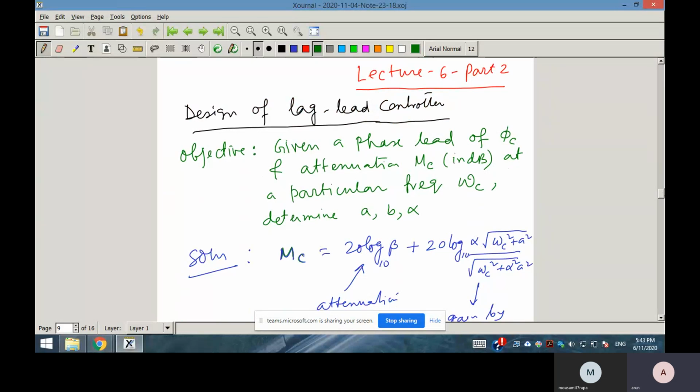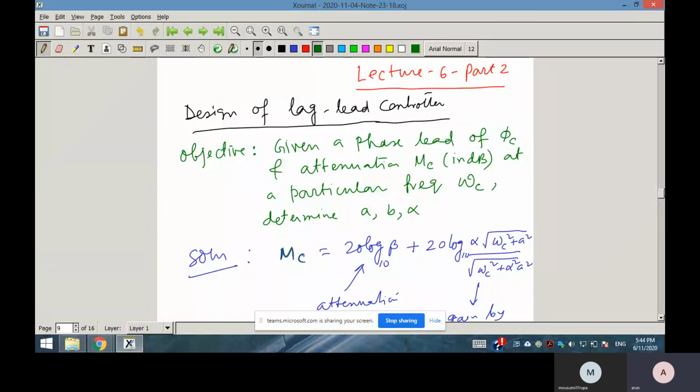So the phase margin part can be met. But if you want to make omega c fast, that means a higher omega c, then you have to use lead. If you want a much slower system, slow omega c, less gain crossover frequency, then you can use lag. And if you want to trade off, if you want a gain crossover frequency in between, then you have to use lag lead. So that is the philosophy.